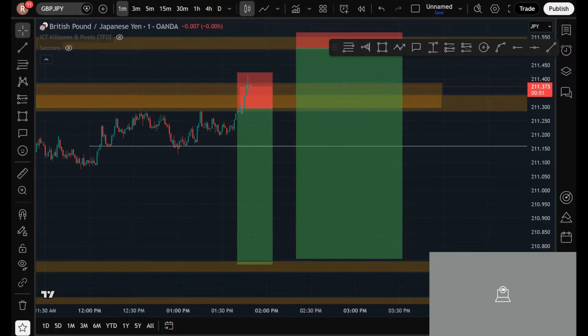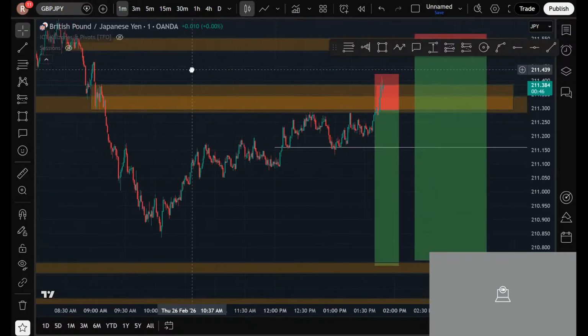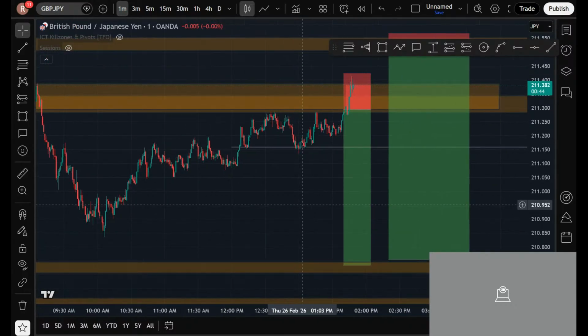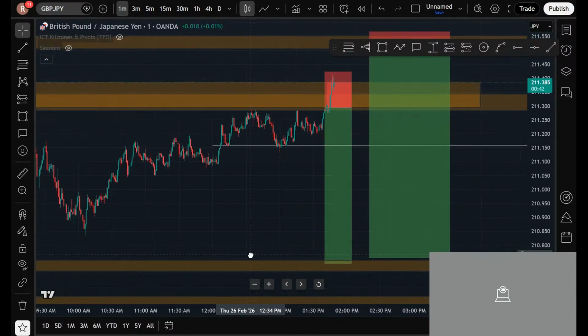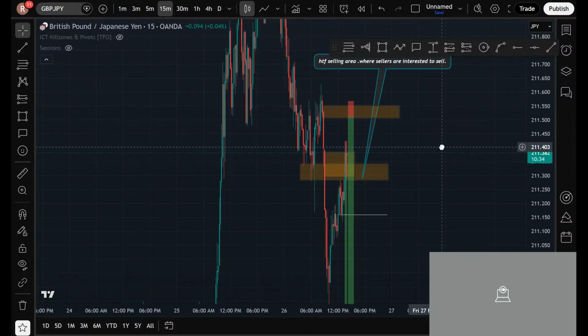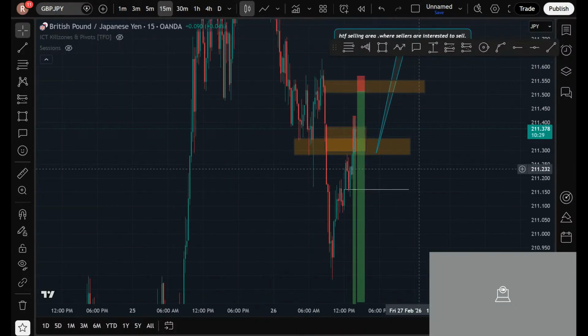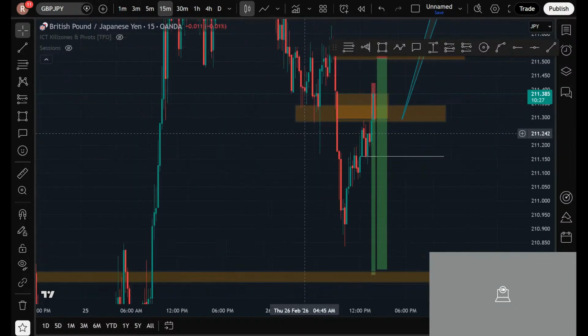Let's see how this logic plays out. I don't think this will hit my go down. I think this will potentially go up. But these candles are so strong. Hopefully, sellers will be interested to sell from these order flows that we have above.